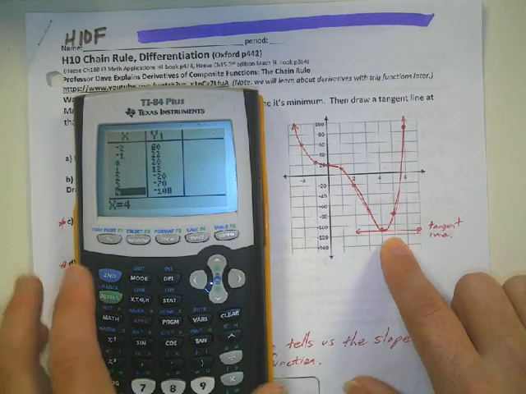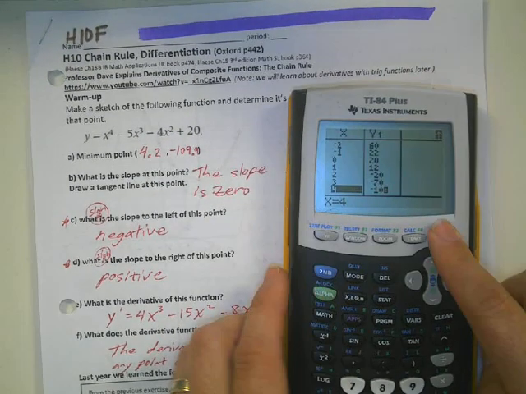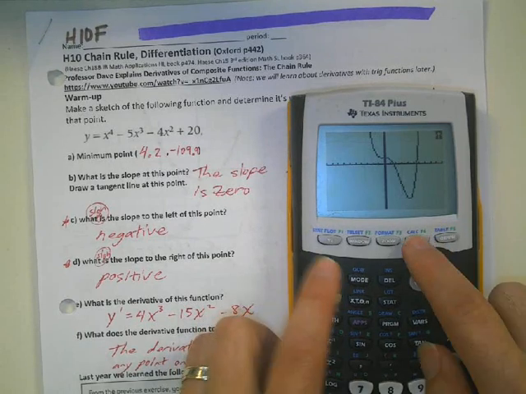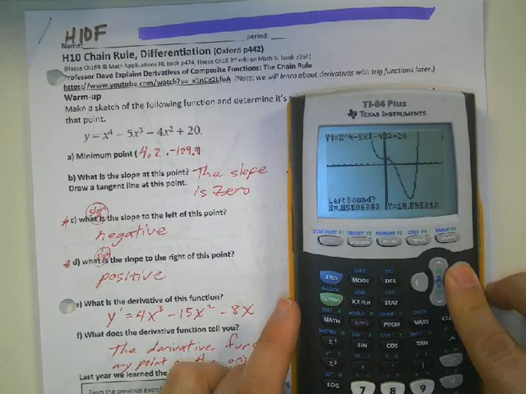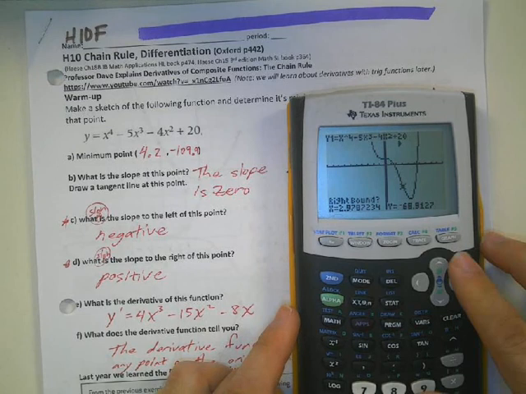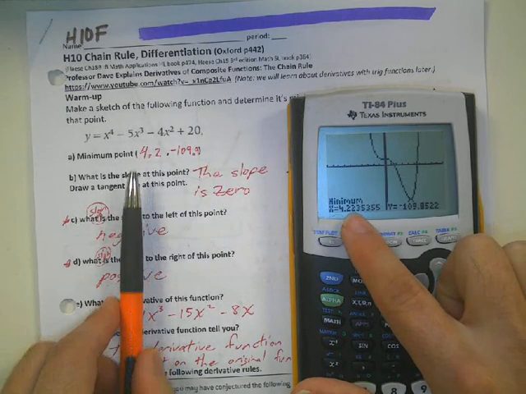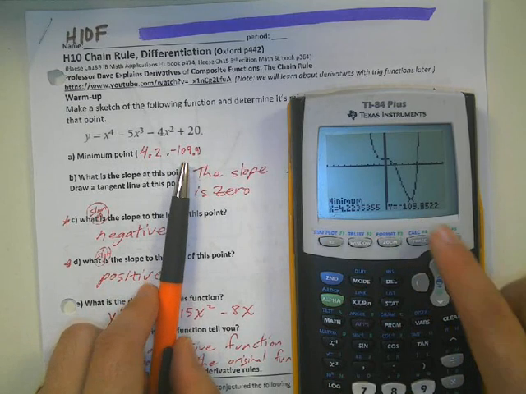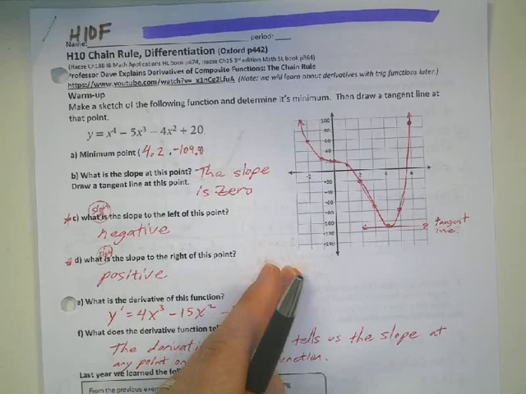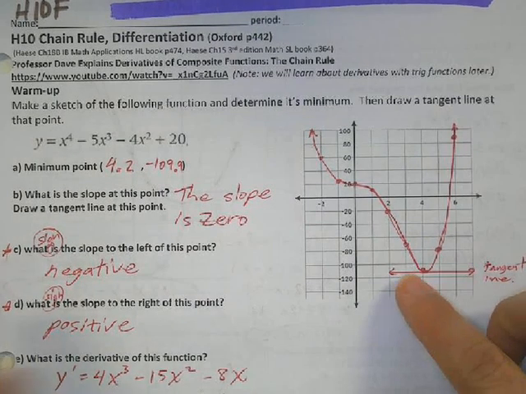Okay, so in order to figure out the minimum, if I've got my graph, do second trace, go over to 3, I hit minimum. We need to do our left bound, enter. We do our right bound, enter. It says guess, we hit enter, and of course our minimum is 4.2 comma negative 109.85. So we've got our minimum at this point here.